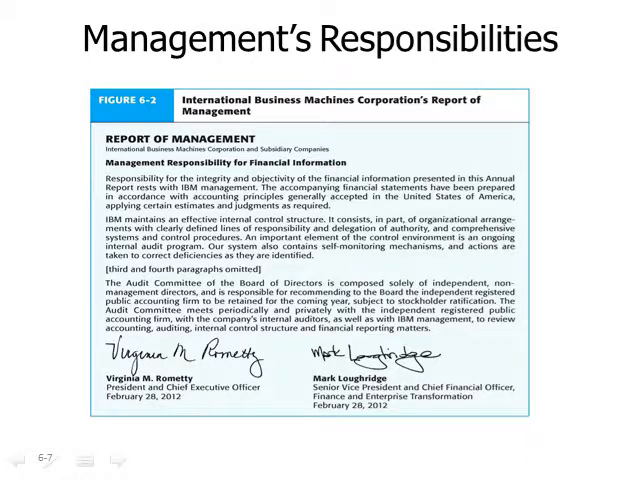This is just an example of the management report surrounding internal controls. You can see in the second paragraph, management, with the president and CEO signing the letter and the CFO signing the letter, maintains an effective internal control structure. It consists in part of organizational arrangements with clearly defined lines of responsibility and delegation of authority and comprehensive systems and control procedures. So again, this is a letter signed by the management company that is sent to the auditors as recognition of their responsibility for these areas.